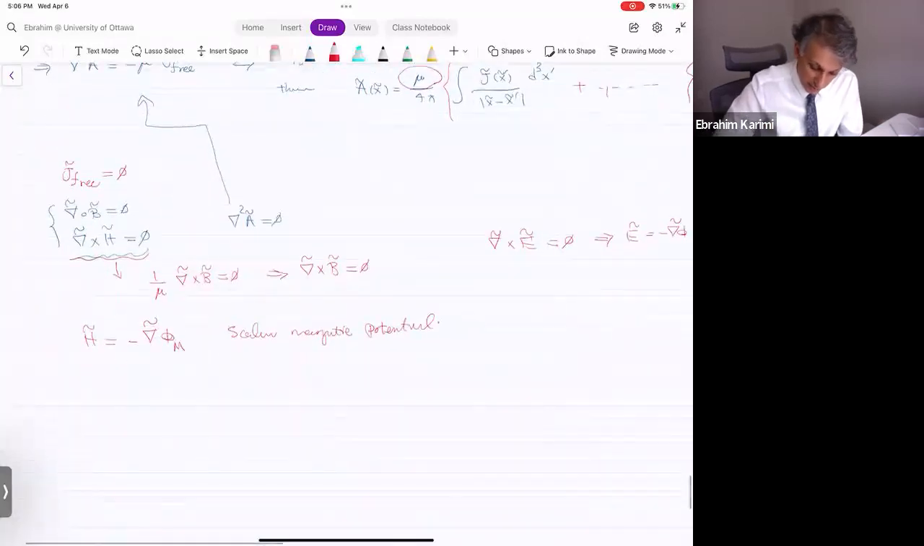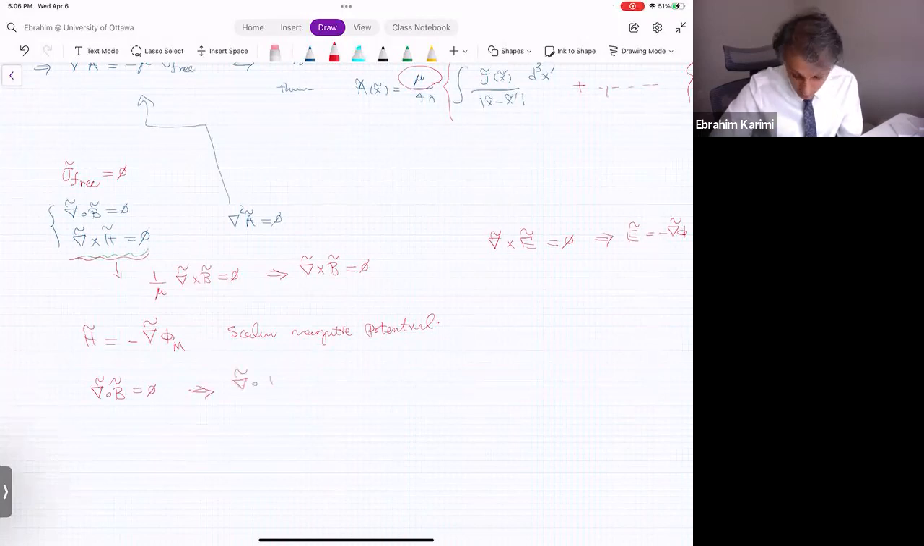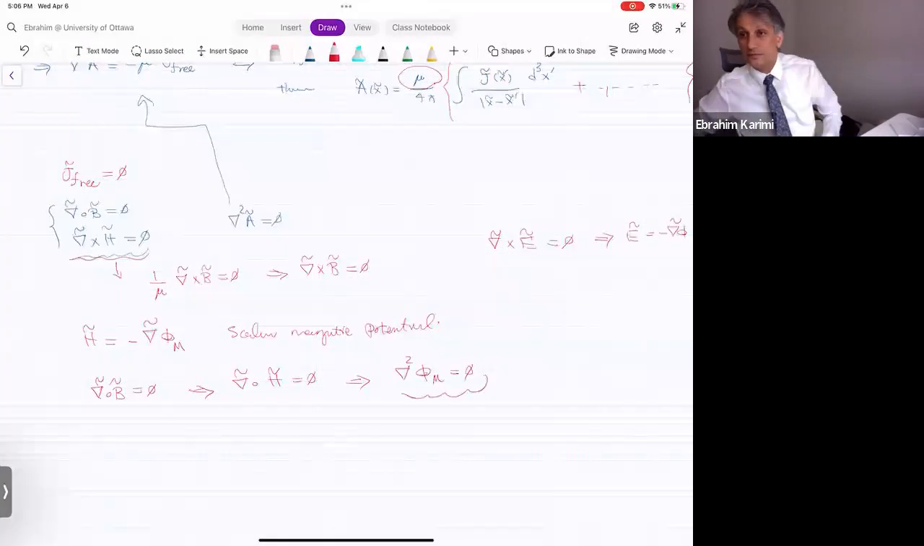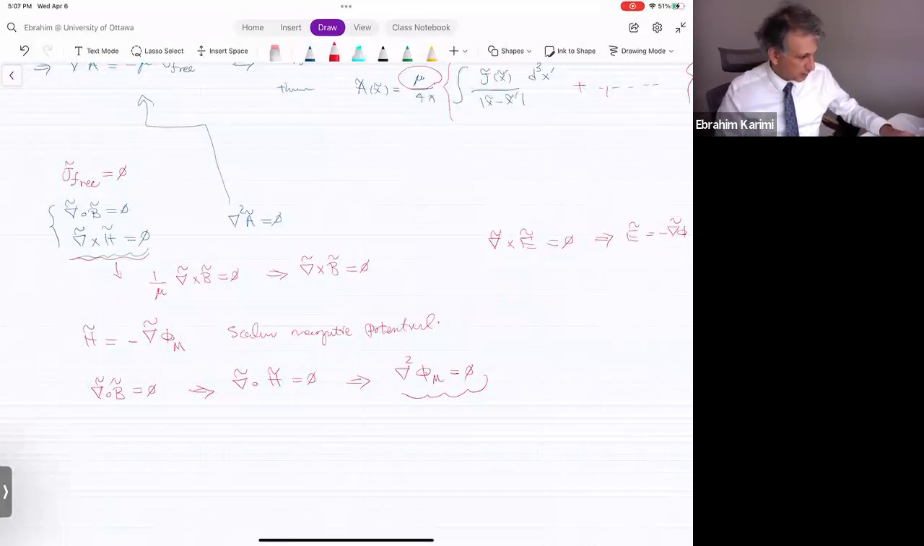If I do have that, then divergence of B is equal to 0, which means that for a linear medium, divergence of H also is equal to 0. So it means that this will be reduced to the Laplacian of phi m is equal to 0. Good. Do you know how to solve these? We spent several lectures on solving only these. All right. Beautiful. So that was another case.